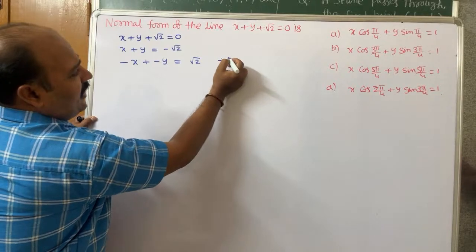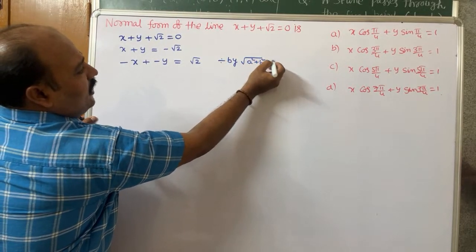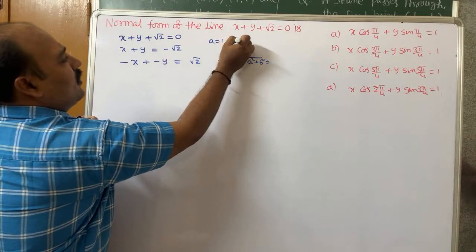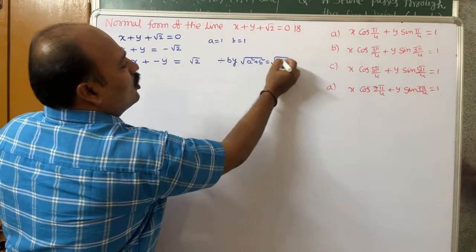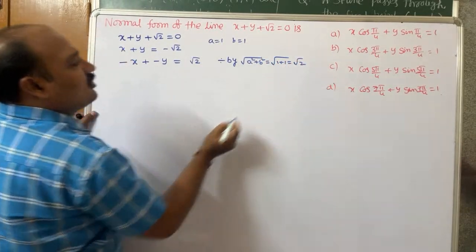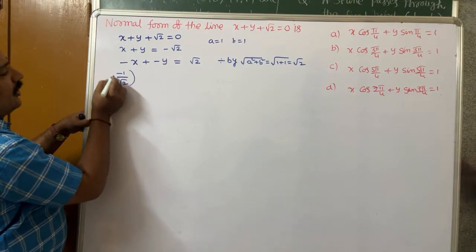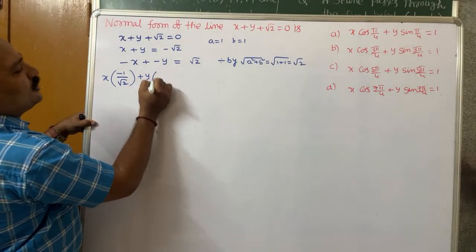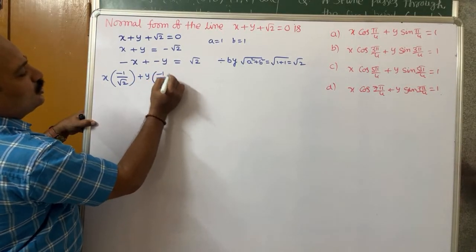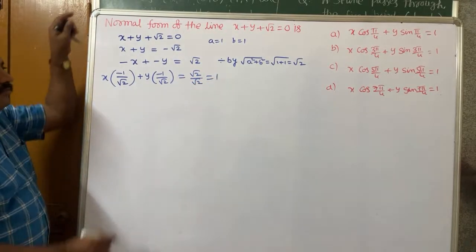After that, dividing by root of a square plus b square. Here what is a, what is b? a value 1, b value 1, if we compare with ax plus by. So root over 1 square plus 1 square is root 2. Dividing on both sides by root 2, minus 1 by root 2 into x, next, y into minus 1 by root 2, root 2 by root 2, that is equal to 1.